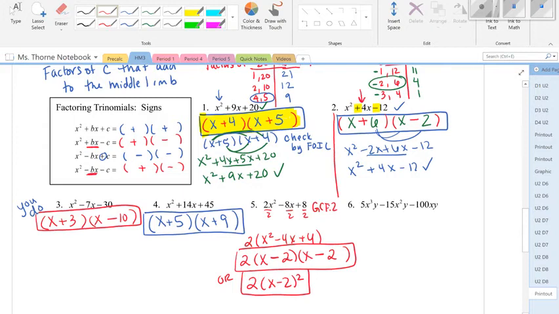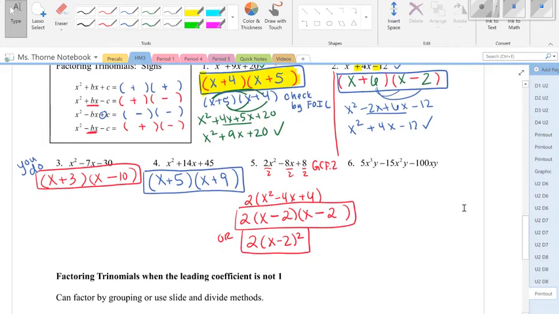So looking at question number 6, again, this problem, you have a greatest common factor. So that's what I would factor out first. And then after you factor out your greatest common factor, see if you can factor it further. So why don't you guys do this one on your own? That one's a little challenge one. So remember, take out the greatest common factor first, and then see if you can factor it further.